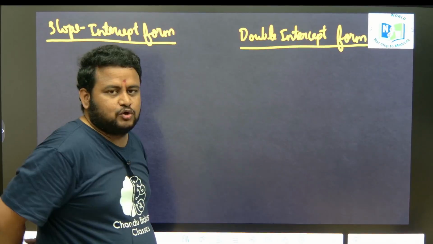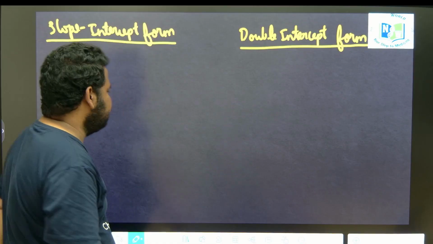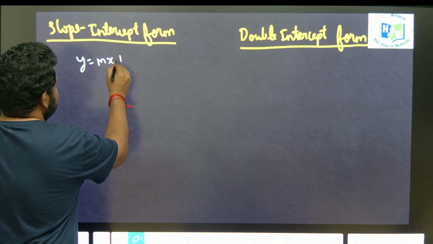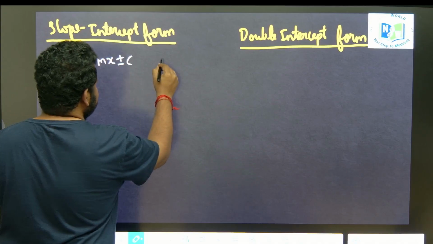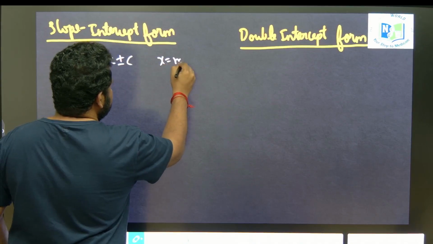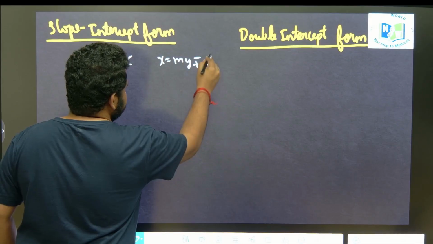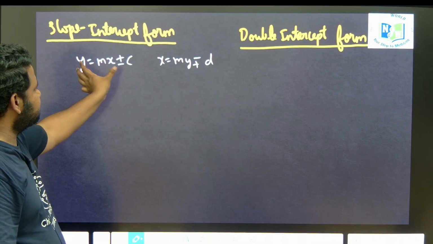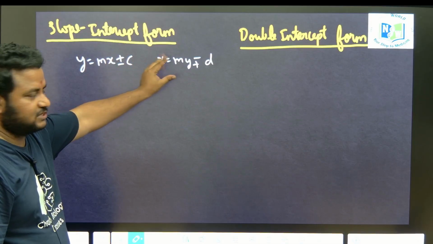Slope-intercept form. What does slope-intercept form mean? It is given by y is equal to mx plus or minus c, and in terms of x it is given by x is equal to my plus or minus d. So slope-intercept form is y is equal to mx plus or minus c, and x is equal to my plus or minus d.